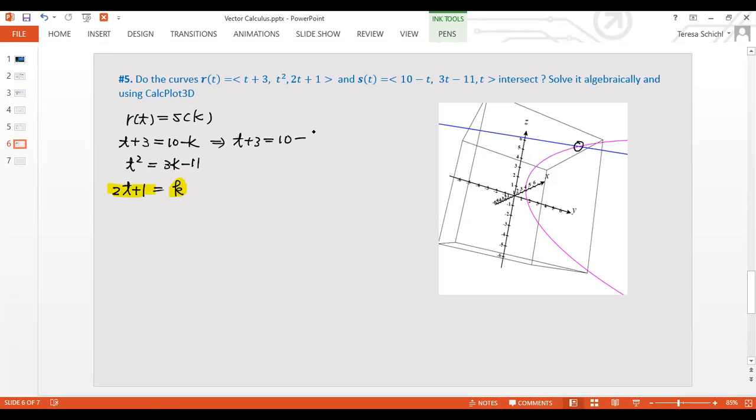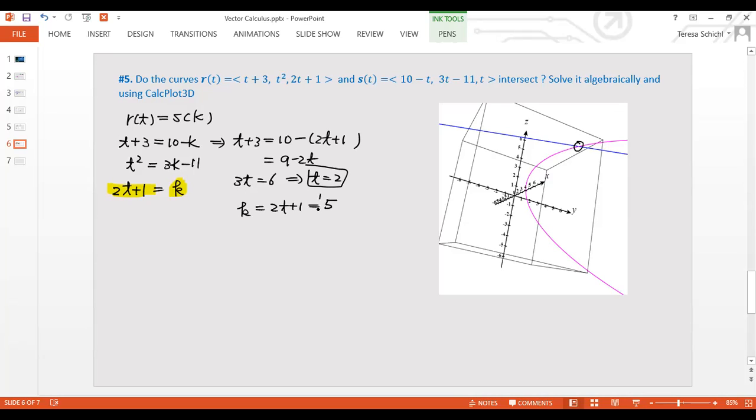So I can replace it with 2t plus 1. So this is 10 minus 1, so it's 9 minus 2t is equal to t plus 3. See here, right? So 9 minus 2t is t plus 3, so it's 3t equal to 6. So t is equal to 2. When t equals 2, then k is equal to 2t plus 1, so k is equal to 5.